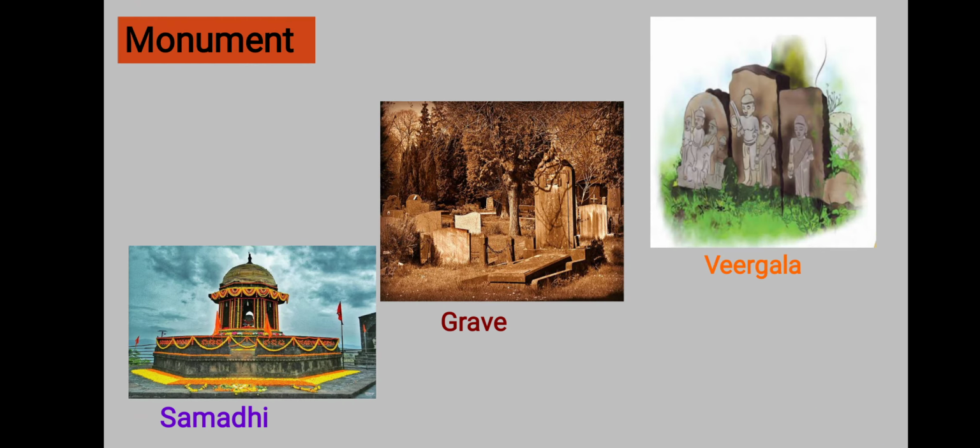The next important material source is monuments. Monuments include samadhis, graves, and virgala. See in this picture the samadhi of Shivaji Maharaj, and a grave as well as a virgala are shown to you.